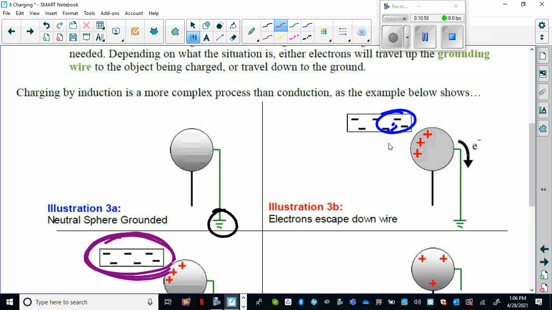So when you're charging by induction, the charge of the object that you're trying to charge is going to be the opposite of the charged object. This one's negative, therefore this becomes positive. So remember that when you're charging by induction, if you have a negatively charged rod near a sphere, the sphere becomes positively charged. If it's a positively charged rod, the sphere will become negatively charged.